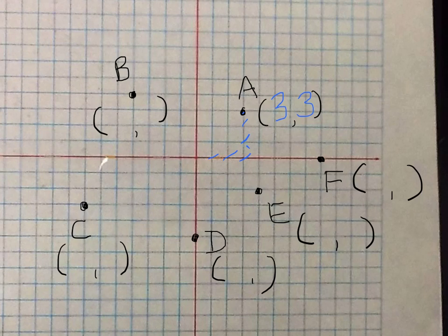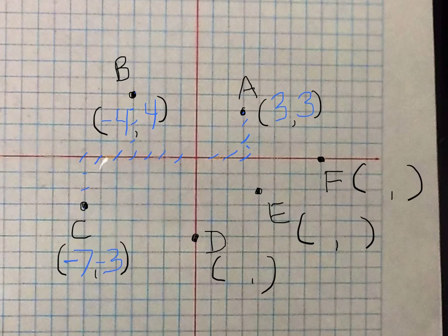All right, for point B, start at the origin. We're going to go 1, 2, 3, 4 to the left. That's negative 4 for x. And now go up 1, 2, 3, 4. That's positive 4 for y. So that's negative 4, 4 for point B. All right, point C. Start at the origin. We're going to go 1, 2, 3, 4, 5, 6, 7 to the left. So that's negative 7 for x. And now go down 1, 2, 3. So that's negative 3 for y.